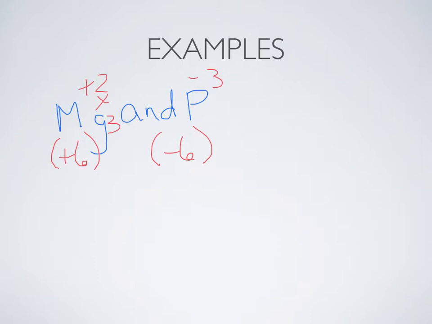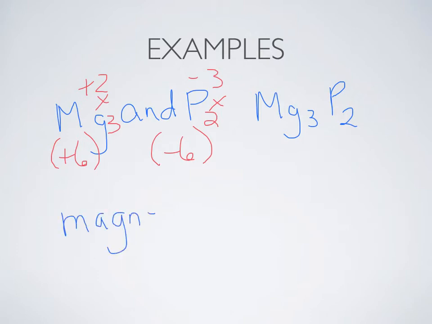Same for phosphorus. I need to make -6, so I put a 2. Multiply those together, and I get -6. Therefore, my formula is Mg3P2. And this is known as magnesium phosphide.